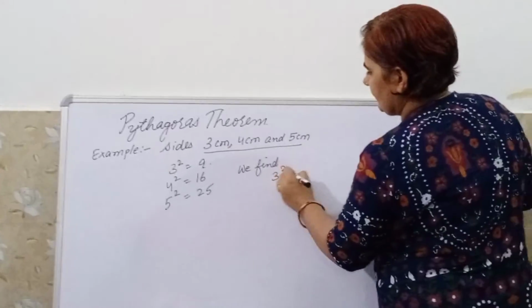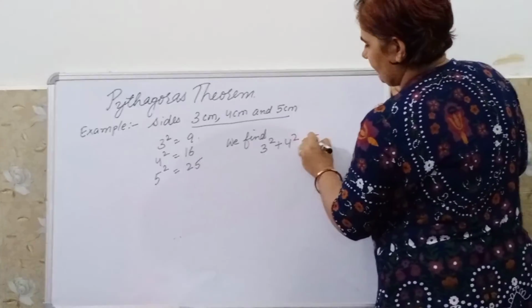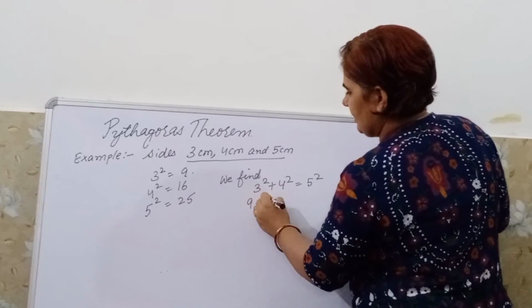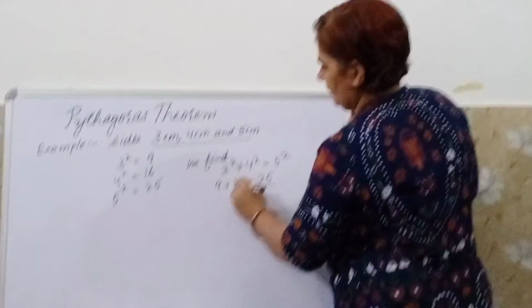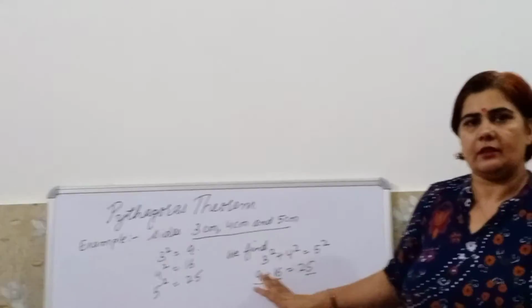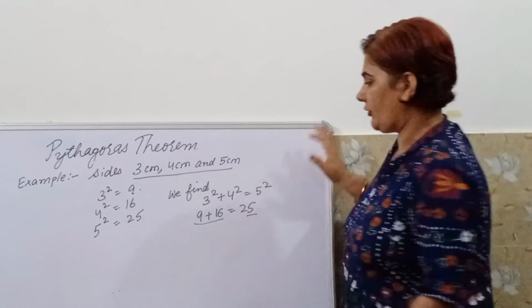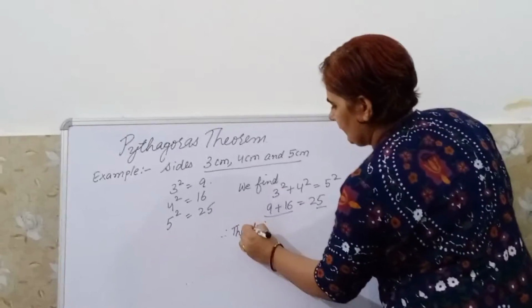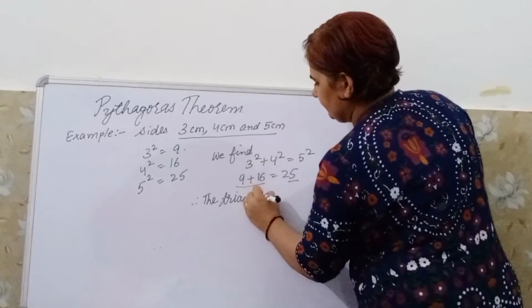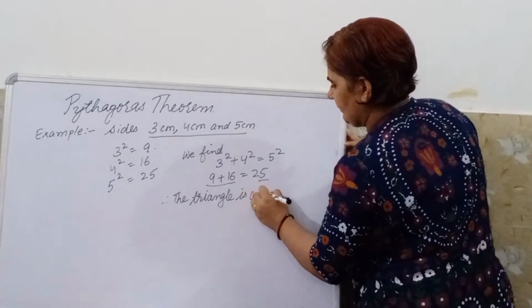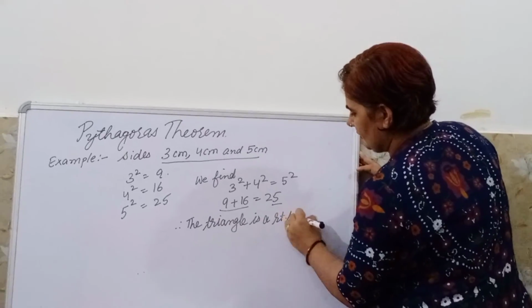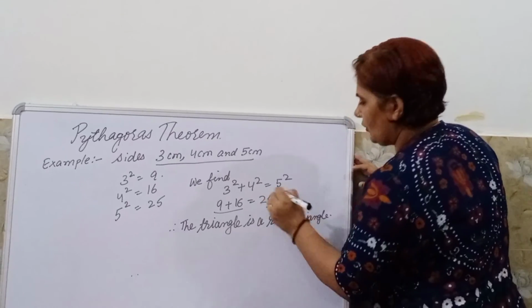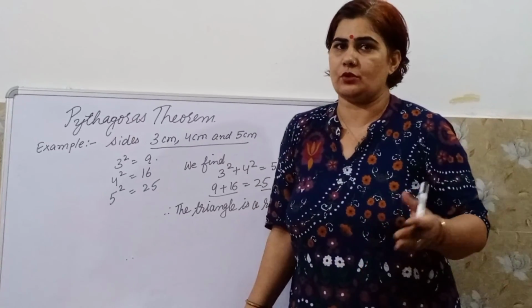3 square plus 4 square is equal to 5 square, because 9 plus 16 is equal to 25. So we can say, therefore the triangle is a right angle triangle. I hope it is clear to you. Now let's do the questions based on it.